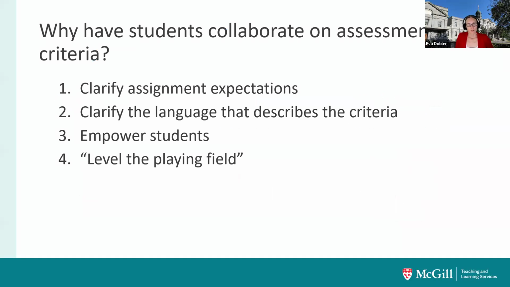Well, first of all, we have talked a lot in this series about clarifying assignment expectations, right? It's very important that students really understand what we want from them. Otherwise, if they don't know where to go, they have to guess. And that's exactly not what we want, because we want them to reach our learning outcomes. We don't want them to become mind readers. And the other reason is that we want to clarify the language that describes the criteria, because the language we're using is often opaque to students. It's even often opaque to our colleagues, right?